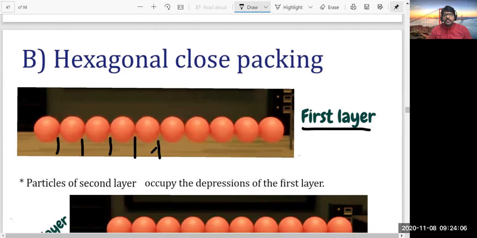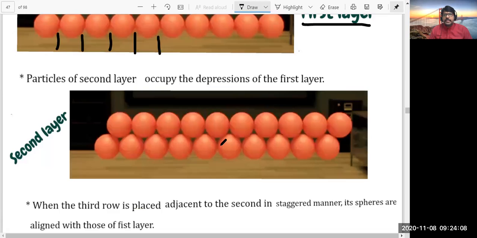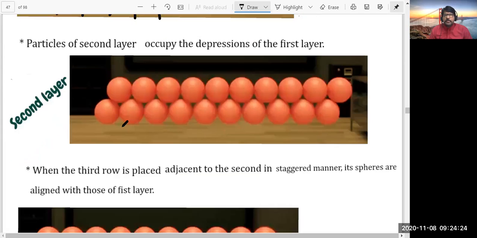Now you can see, these are the particles of the second layer. The alignment you can see: the particles are not lying exactly below the particles of the first layer. Instead, they are occupying the depressions of the first layer. And what about the third layer particles? Yes, third layer particles occupy the depressions of the second layer.